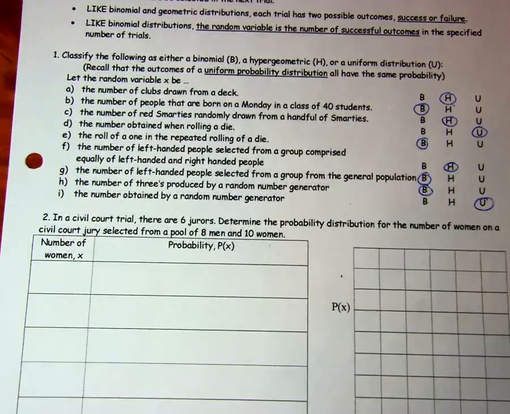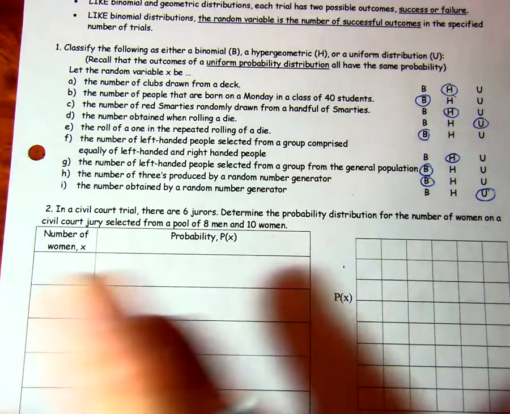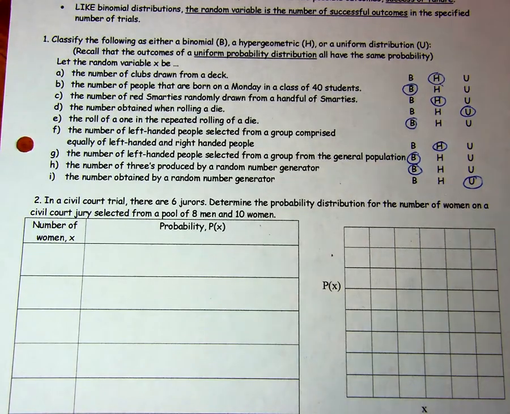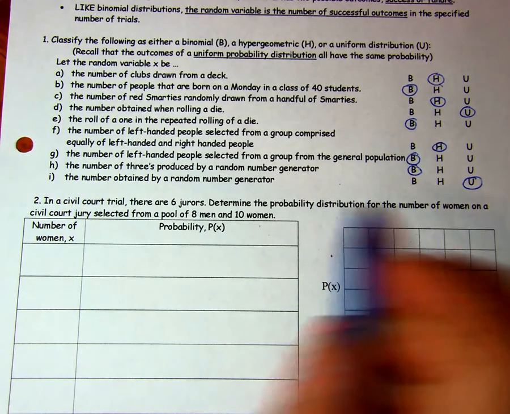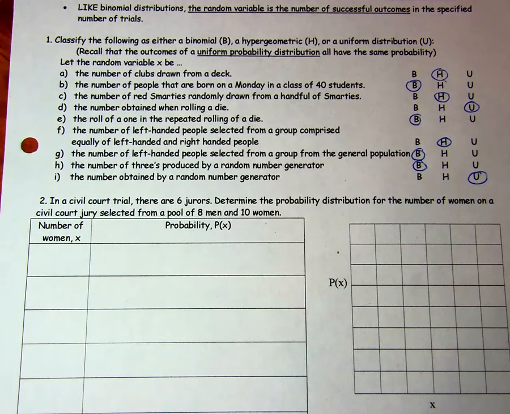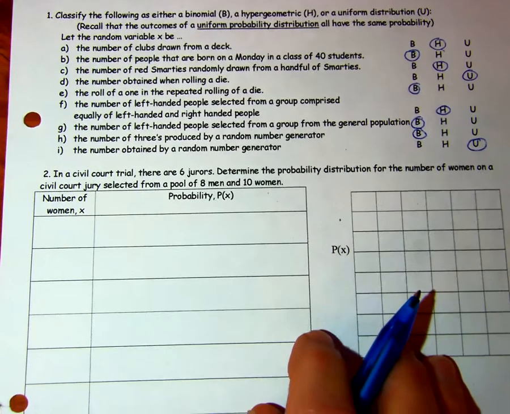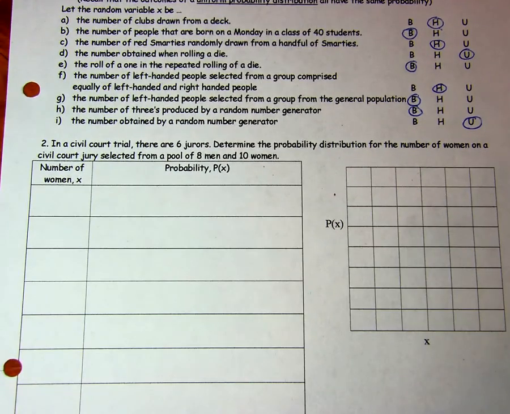So let's do an example. Hypergeometric distributions are stuff that I think you already know how to do. Let's look at an example. In a civil court trial, there are 6 jurors. Determine the probability distribution for the number of women on a civil court jury selected from a pool of 8 men and 10 women. I think you guys can already do this before even teaching 7.4.